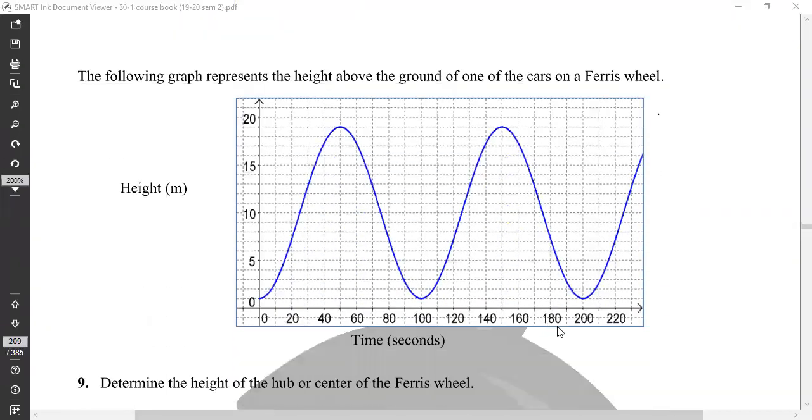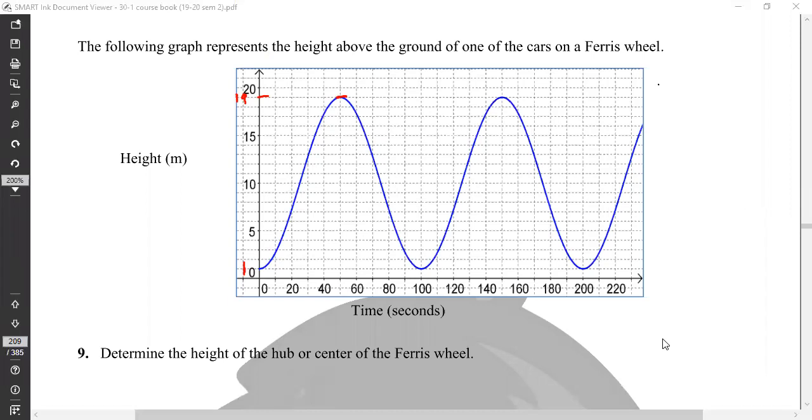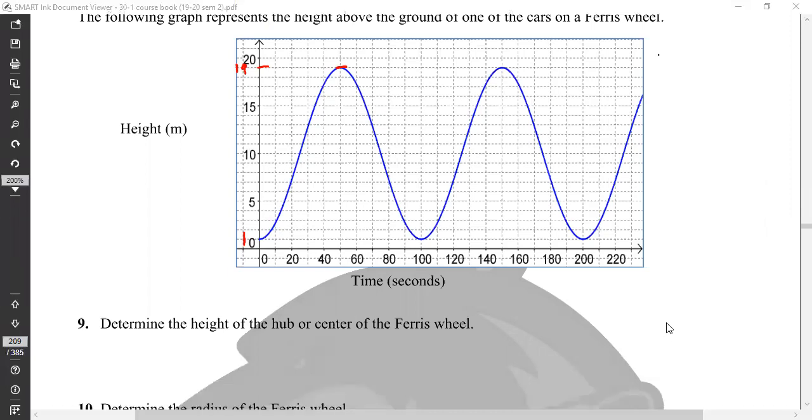All right. The following represents the height above ground of one of the cars on the Ferris wheel. So we have a different Ferris wheel here. It appears that we have a maximum height of 19. It appears that we have a minimum height of 1. Determine the height of the hub, or the center of the Ferris wheel.